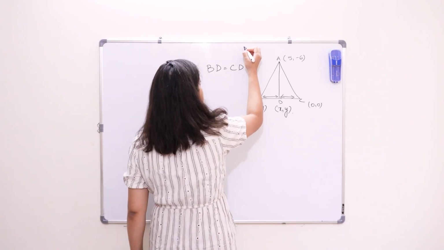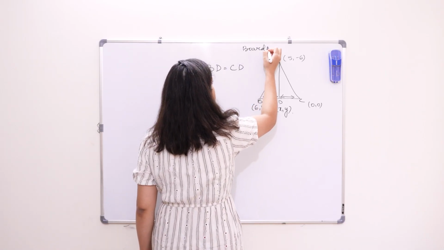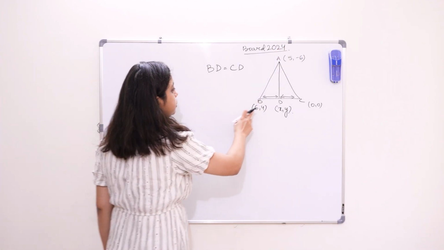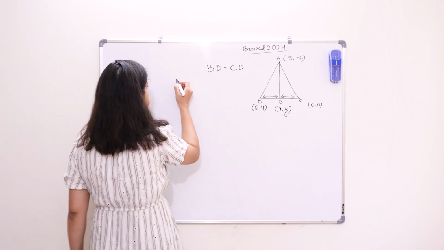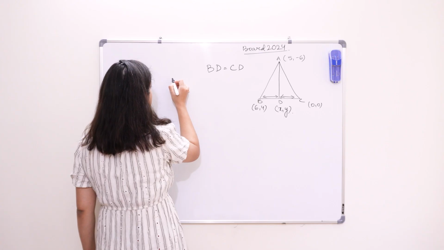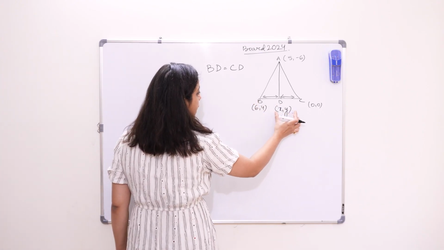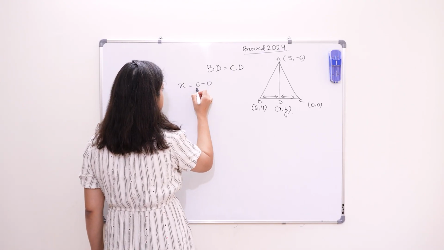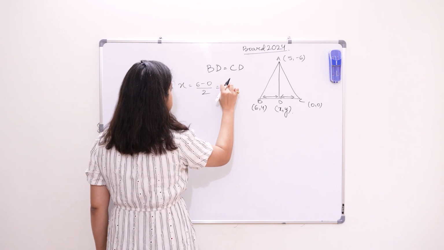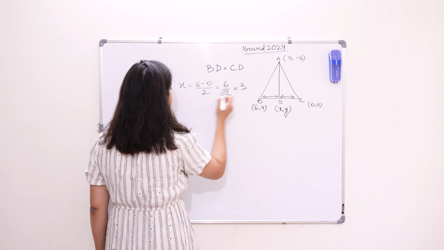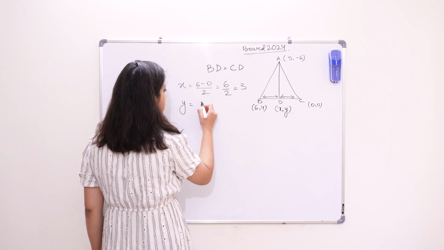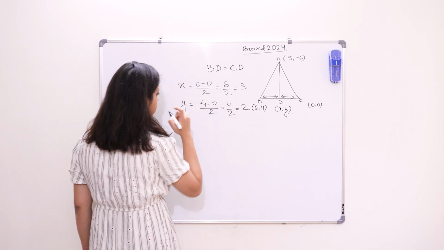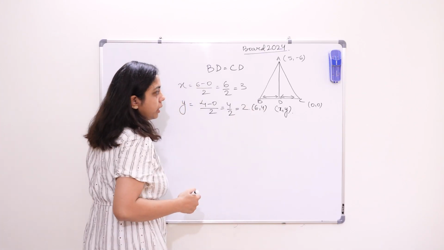Not to forget, this question appeared in the board examination of 2024. So just highlighting the same. BD is equal to CD. Let's understand what it is. Okay, so by the midpoint formula x और y को calculate करेंगे हम लोग. Midpoint formula का मतलब होगा x is equal to 6 minus 0 divided by 2 is equal to 6 by 2 is equal to 3 and y will be equal to 4 minus 0 divided by 2 is equal to 4 by 2 is equal to 2, which means my point becomes 3, 2, right?